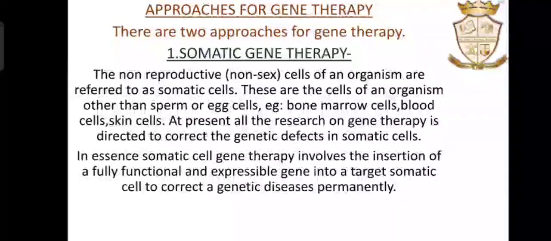Approaches for gene therapy. There are two approaches for gene therapy. First one is somatic gene therapy. The non-reproductive, that means non-sex, cells of an organism are referred to as somatic cells. These are the cells of an organism other than sperm or egg cells, for example bone marrow cells, blood cells, skin cells. At present, all the research on gene therapy is directed to correct the genetic defect in somatic cells. In essence, somatic cell gene therapy involves the insertion of a fully functional and expressible gene into a target somatic cell to correct a genetic disease permanently.